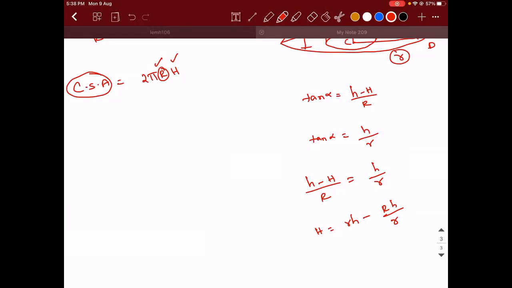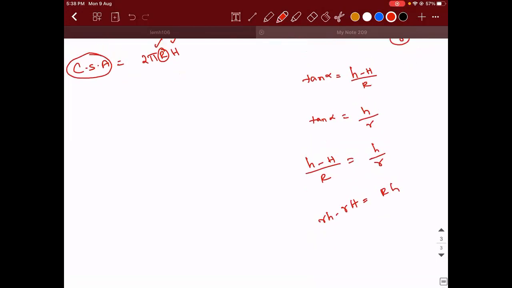Weird, I still feel something is missing because this is dimensionally wrong. Okay, let's solve it. So H, can you guys do it and tell me that Rh minus small r capital H is equal to capital Rh. So H will be equal to Rh minus Rh by R. Sir, negative sign should come now. Okay, Rh to the other side, this one to the other side.